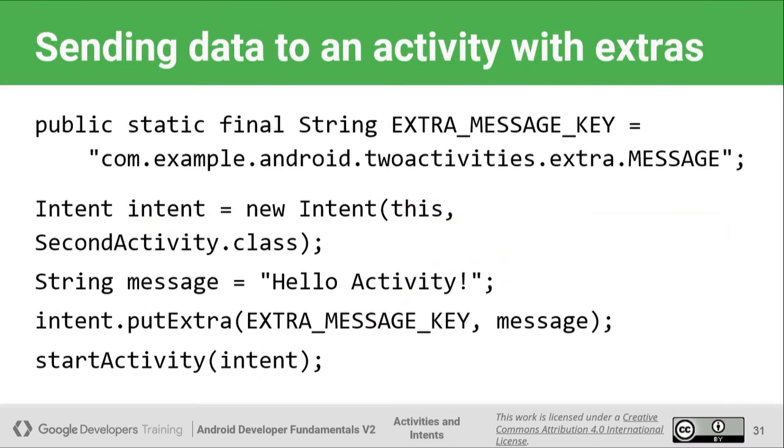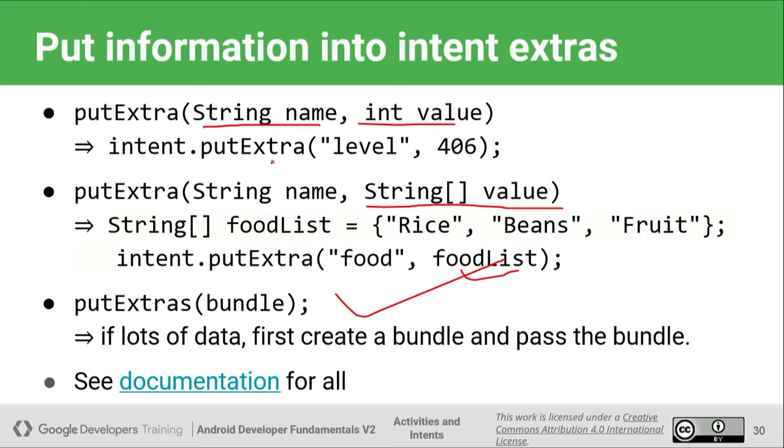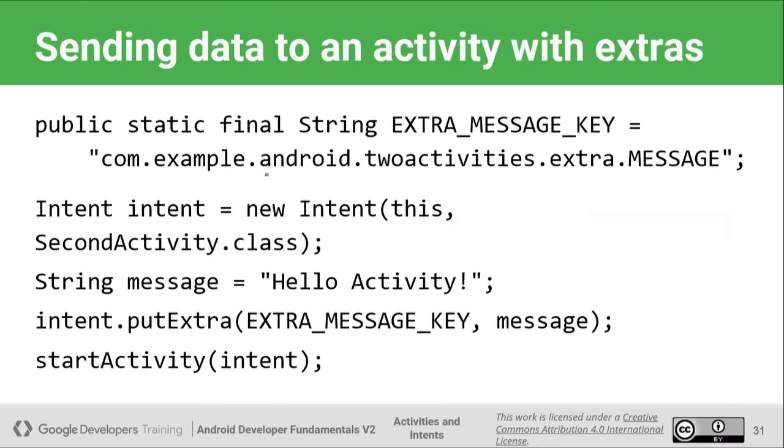And then sending data to an activity with extras. This is the put extra. We have already put extra, and now we are going to send data to an activity with extras. So first we'll create an extra message key to encrypt the data, and then an intent object. This is the main activity, and this is the second activity.